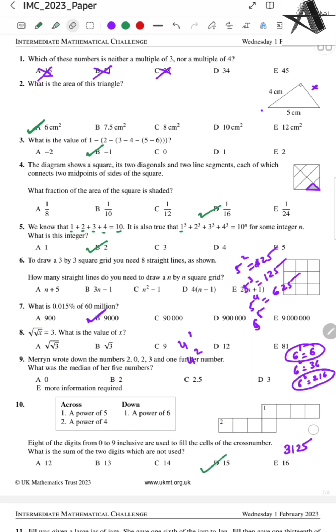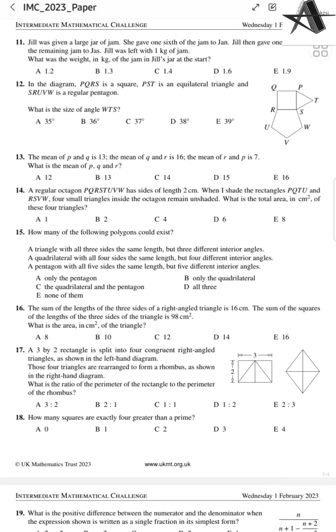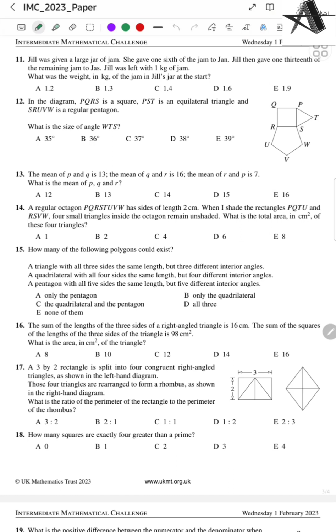Now let me move on to the next one. Jill was given a large jar of jam. She gave 1/5 of the jam to Jen. Jill then gave 1/13 of the remaining jam to Jess, and Jill was left with 1 kg of jam. What was the weight in kg of the jam in Jill's jar at the start?